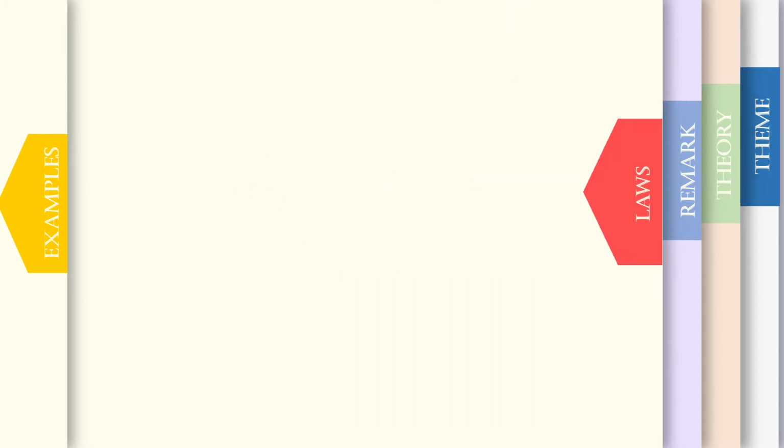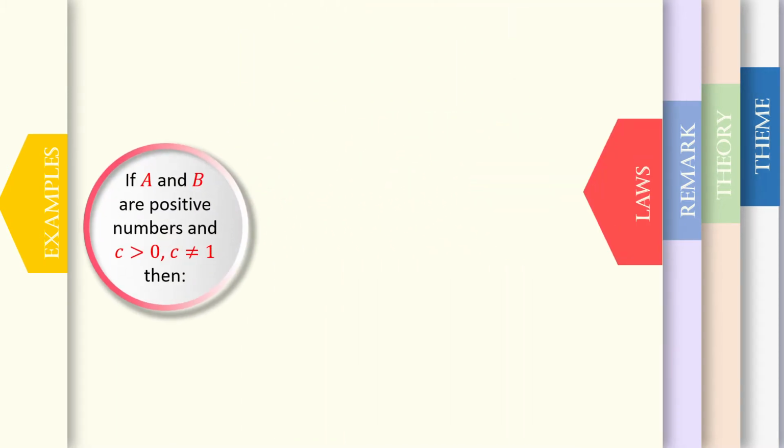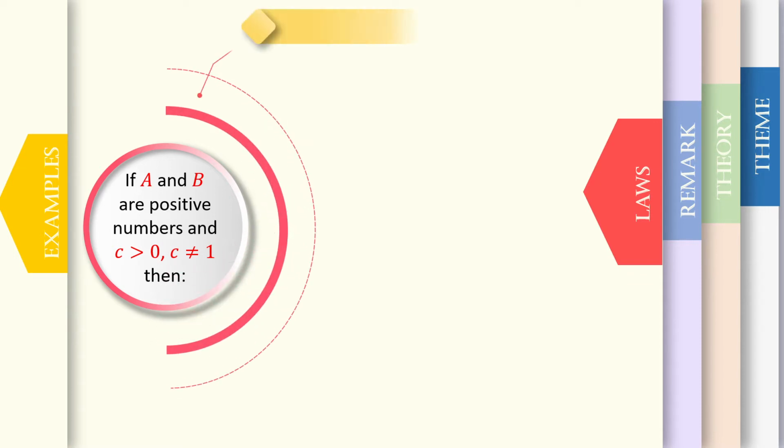When working with logarithms, everyone should know some special laws which have to be understandable and applicable. If a and b are positive numbers and c is more than 0, c different from 1, then logarithm in base c of c is equal to 1. So remember, when you have a logarithm which has the same base and argument, then the answer is 1. Logarithm in base c of 1 is equal to 0, because c to the power 0 is equal to 1.